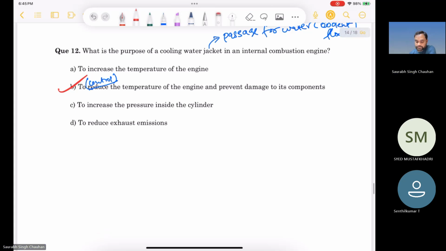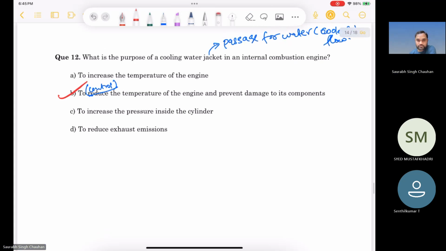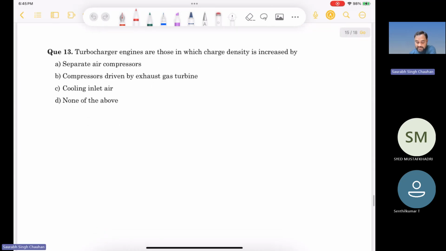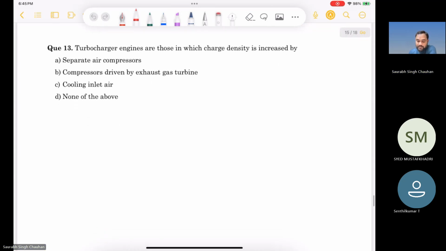Okay. Now we will move to question number 13. Turbocharger engines are those in which charge density is increased by. So I think turbocharging or boosting has not been discussed, so I will quickly discuss the boosting.